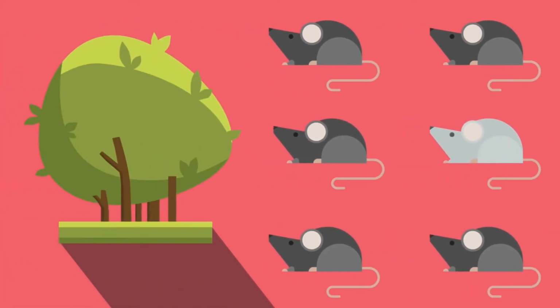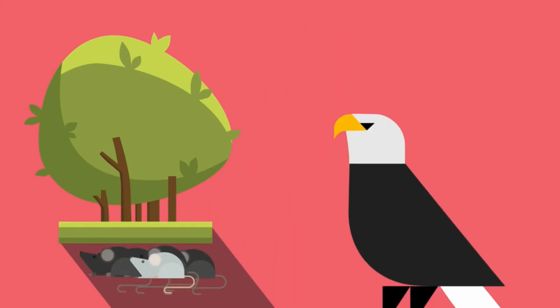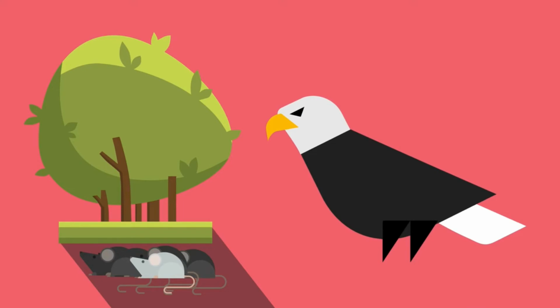This mutation would not be an advantage to mice living in the wild, because the white mouse would easily be spotted by predators and eaten. It is not likely to survive to adulthood and breed to pass on this white fur gene to its offspring.